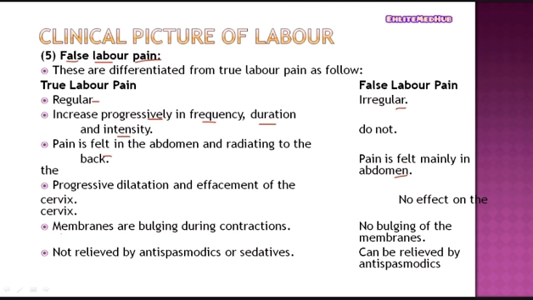In true labor pain, membranes are bulging during contractions, while in false labor pain, there is no bulging of membranes during contractions. True labor pain is not relieved by antispasmodics or sedatives, while false labor pain can be relieved by antispasmodics. So antispasmodics are drugs that are used to relieve or stop muscle spasms.